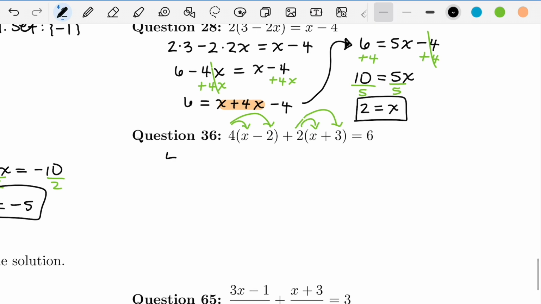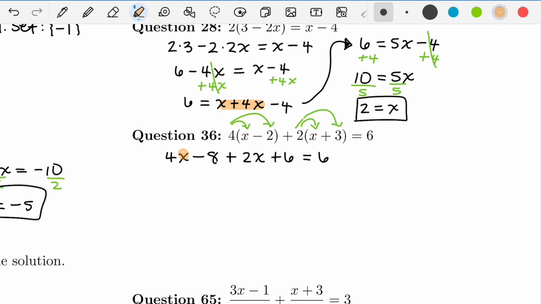So this will be 4 times x, so we get 4x, minus 2 times 4, which is going to be 8, plus 2 times x, so we get 2x, plus 2 times 3, which is 6. And then we have that's equal to 6 on the right-hand side.